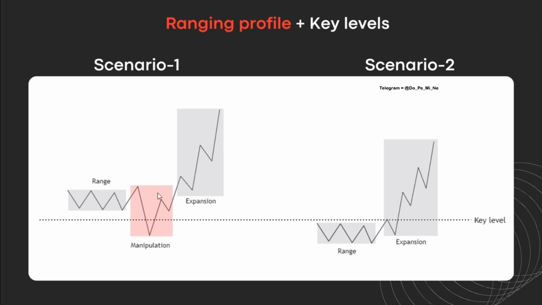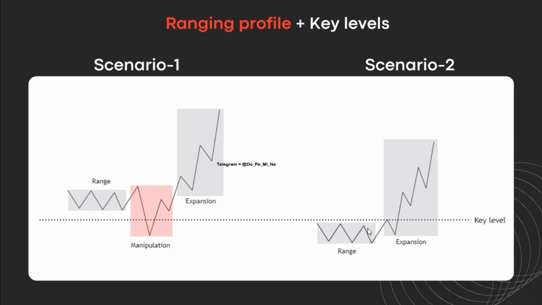We're going to expect a manipulation profile to form, and that manipulation profile will test that key level. And once that key level is tested during the manipulation profile and it ends, we're going to wait for that manipulation profile to end, and then the only profile we can expect after a manipulation profile is what? An expansion profile in the opposite direction, right? So that was the first scenario we can have based on the combination of ranging profile and key levels.